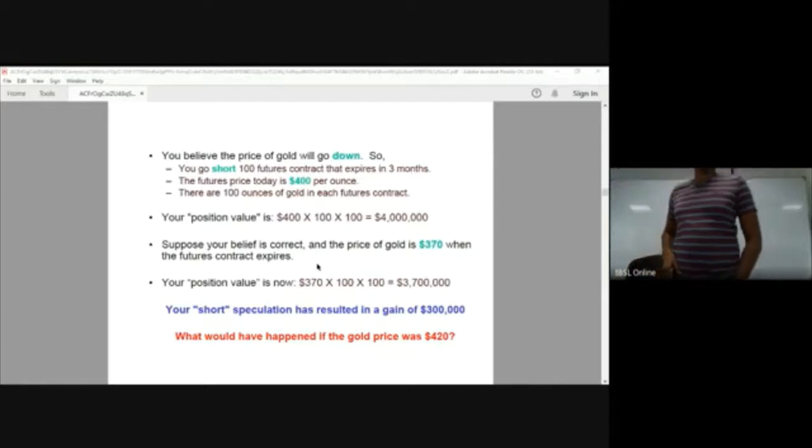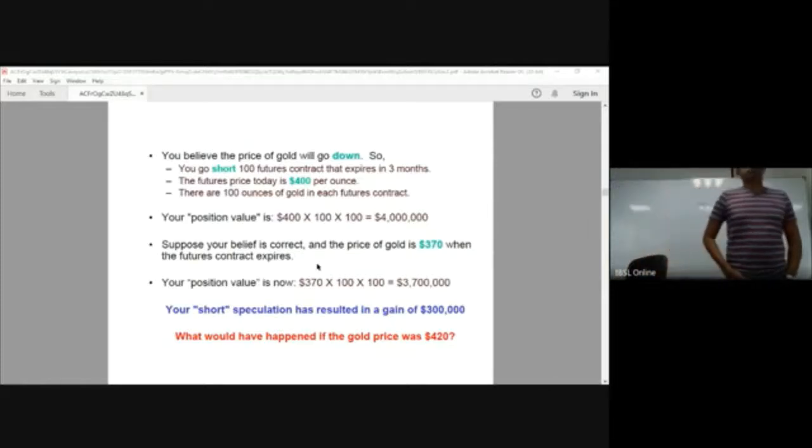Right, so let's go through this question. In this case, you believe that the price of gold will go down. If you feel the price is going to go down, should you buy or should you sell? What do you think? If you feel the price is going to go down, you need to sell, right? So you go short.